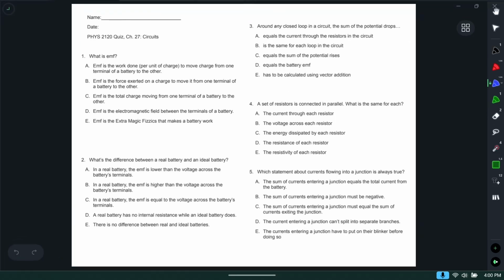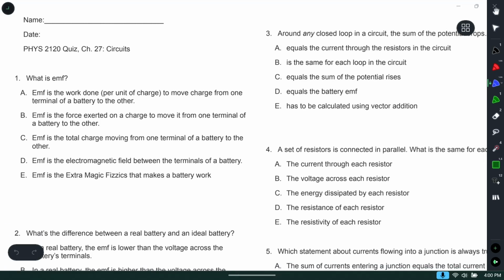We said the first thing, since I forgot to do it, is going to be to go over this quiz. So this is for chapter 27. The exam is over 24, 26, and 27 because we come back to 25 on exam 3. All right, so first question was, what is EMF?